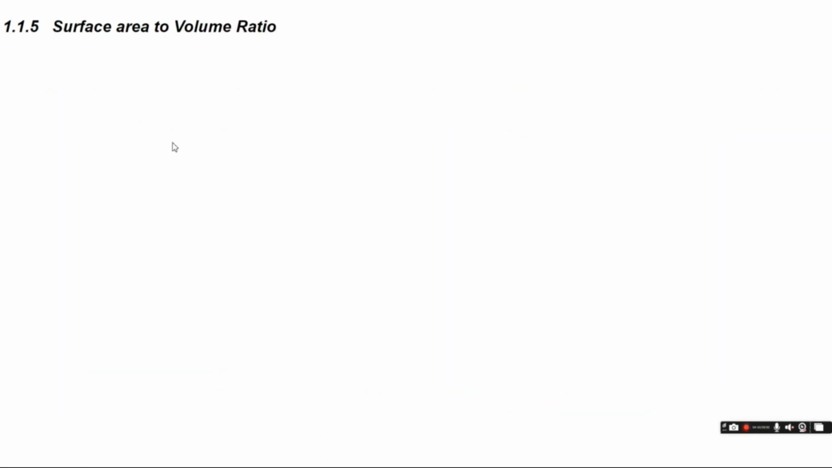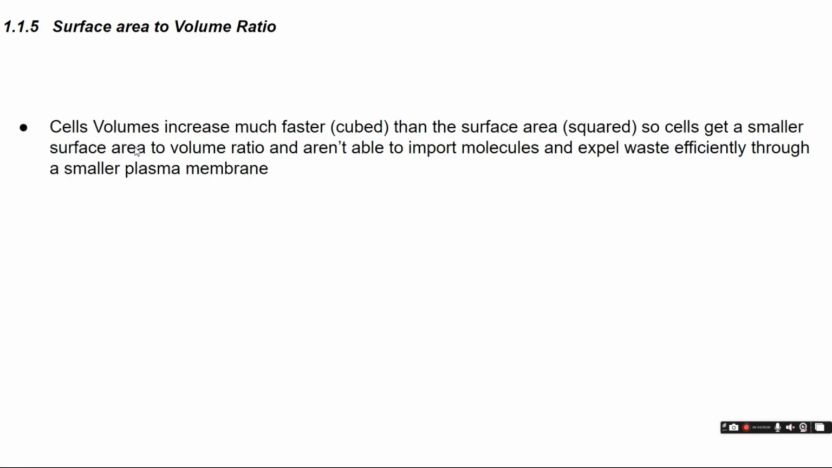So the surface area to volume ratio is why cells usually divide. We know that cells' volumes increase much faster than their surface area. So the cells obtain a smaller surface area to volume ratio as they grow, and they aren't able to import molecules and expel their waste efficiently.